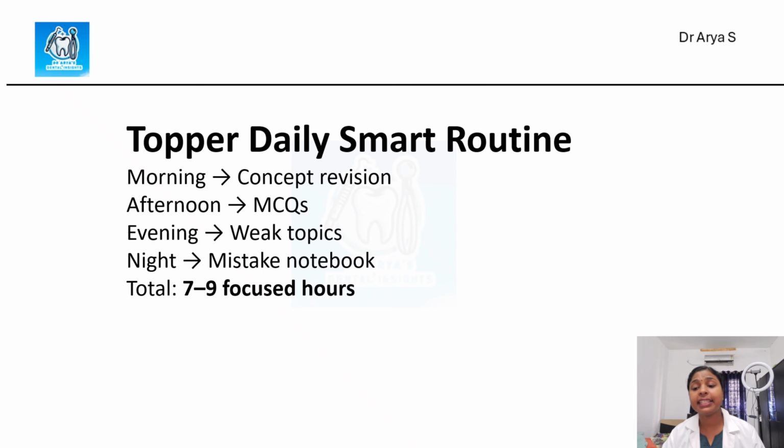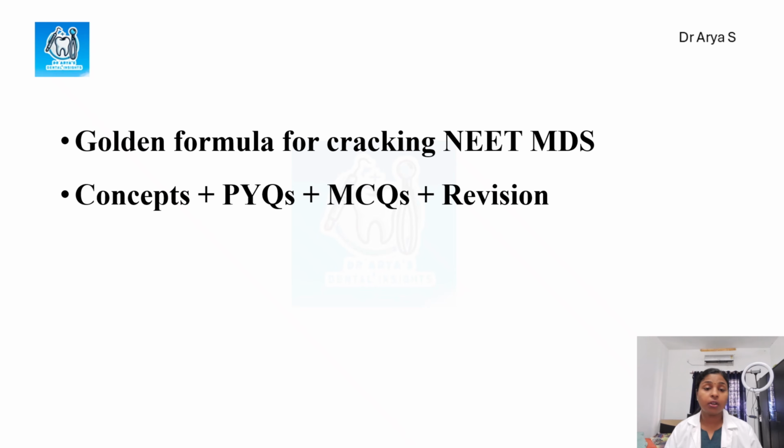So toppers' daily smart routine: in the morning concept revision, afternoon MCQs, evening weak topics, and night mistake notebook. So a total of 7 to 9 focused hours. Okay. And what is the golden formula for cracking NEET MDS? Concepts to be clear, past year question papers, MCQs and revision.